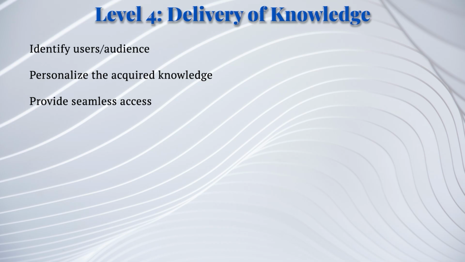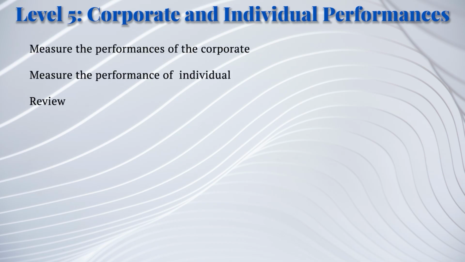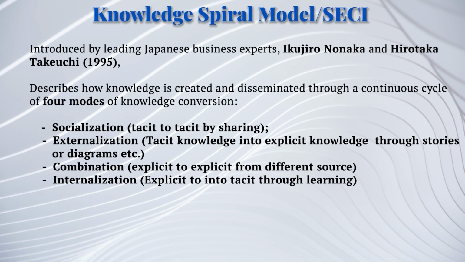For continuous improvement, the performance measurement of corporate and individual is essential. It involves the assessment of organizational overall efficiency, effectiveness and knowledge utilization. Organizations may use key performance indicators such as revenue growth, customer satisfaction and knowledge retention. Simultaneously, evaluate employees based on their contribution to knowledge management. Therefore, the fifth level of capability maturity model emphasizes conducting regular performance reviews at both corporate and individual level. Now, let us discuss the knowledge spiral model or SECI model. Nonaka and Takeuchi SECI model, also known as knowledge spiral model, was developed in 1995.